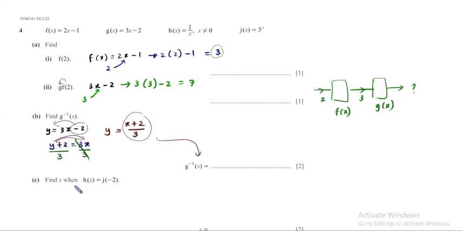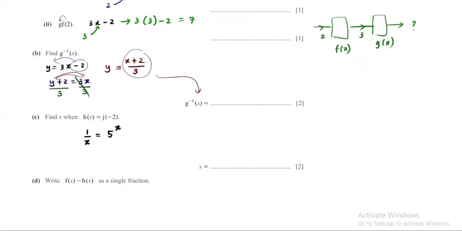In the next question that is given to us, we need to find what x is when h of x is equal to j of negative 2. So h of x function is given as 1 over x. So I'm going to write it as 1 over x is equal to j of negative 2, which means in the j of x function, the x is replaced with negative 2. The j of x function is 5 to the power x, which means that here j of negative 2 means this x that we have here has to be replaced with negative 2. That's the meaning. Now I need to solve this to find what x is.